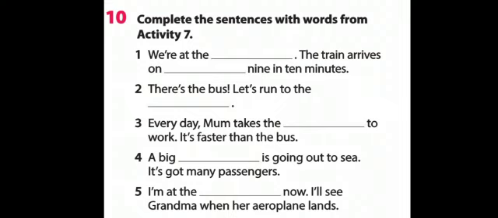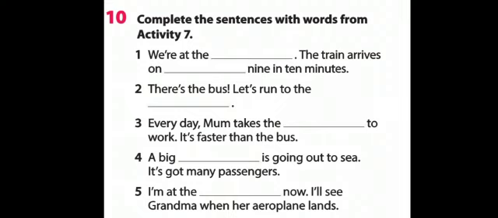Let's run to the bus stop. Number 3, every day Mom takes the underground to work. It's faster than the bus. So what's faster than the bus? Underground. So Mom takes the underground to work.